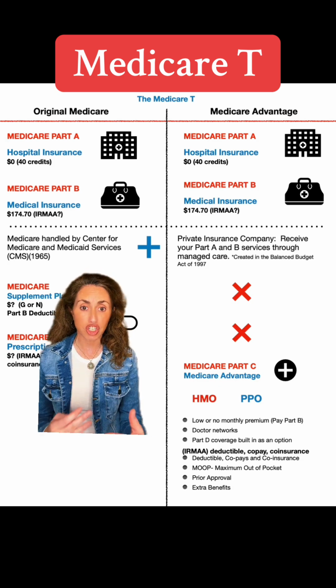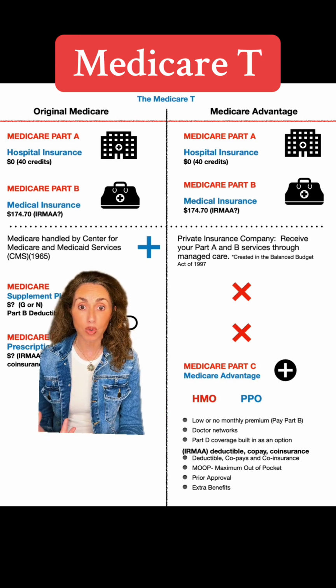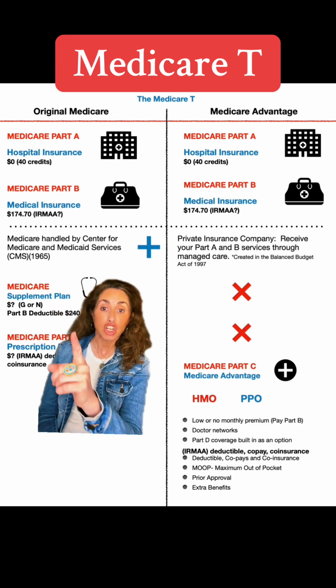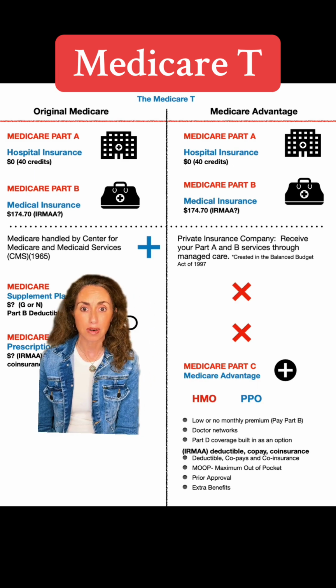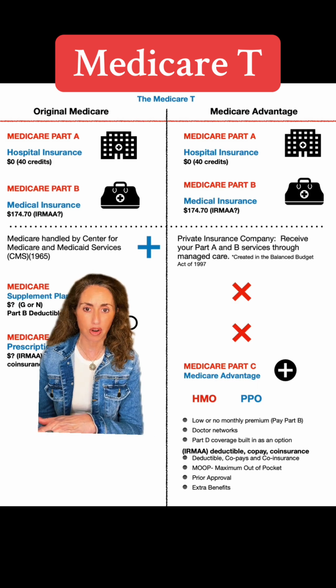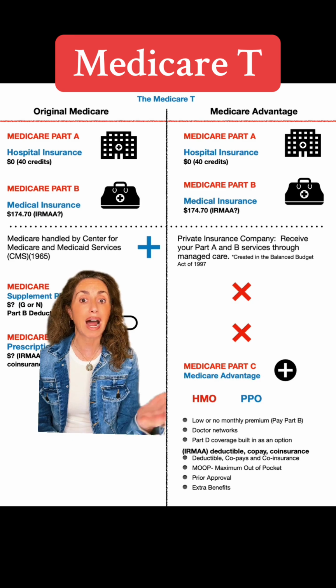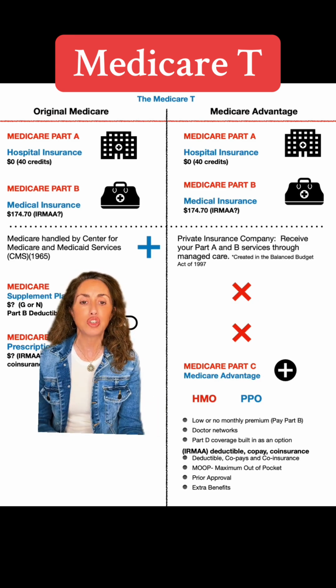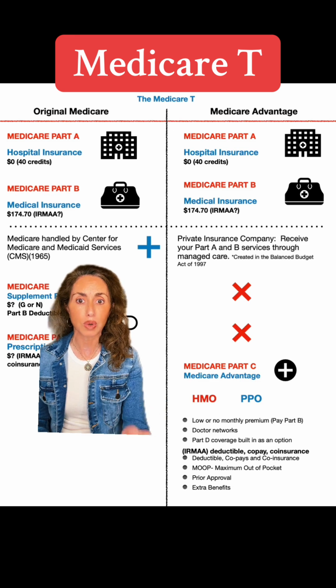Now, in addition to this MOOP, you will have copays and coinsurance for your medications, just like what I described here, because the Part D plans are built into the Medicare Advantage plans. There also are Medicare Advantage plans that do not have prescriptions included in the plan.